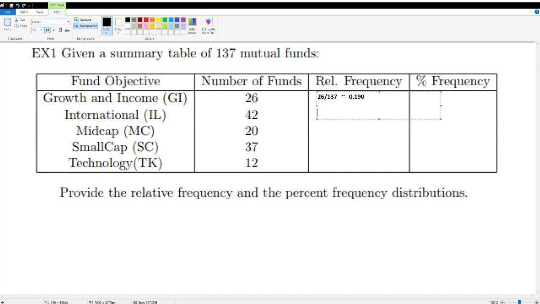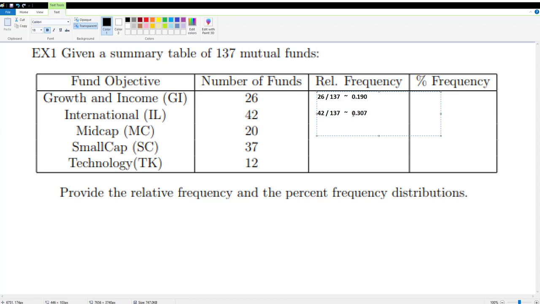Now, for the international, we have a total of 42 of them trying to meet that objective. We have 137 total funds, meaning, and we'll do this to keep the formatting the same, that roughly 0.307 constitute the relative frequency. If you're wondering where these numbers are coming from, it's just from putting it into a calculator. So you do 42 out of 137.